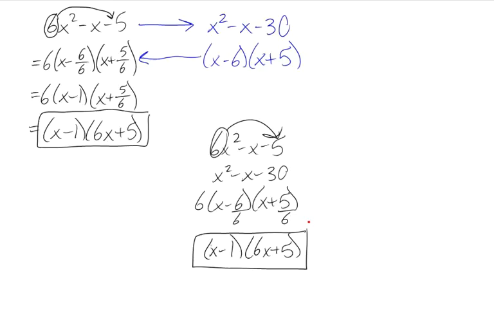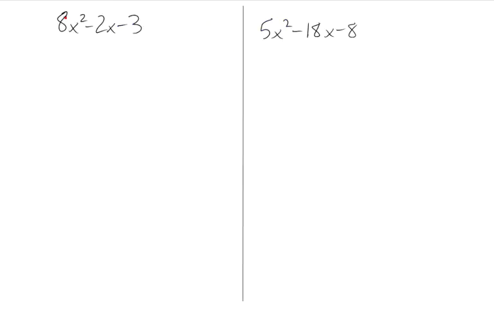Let's do another example. Here's two more problems for us to look at. So let's apply the fast AC method. We'll take the 8 and multiply it through to the negative 3. We get x squared minus 2x minus 24. So I want two numbers that multiply to negative 24 and add to negative 2. That's negative 6 and positive 4.